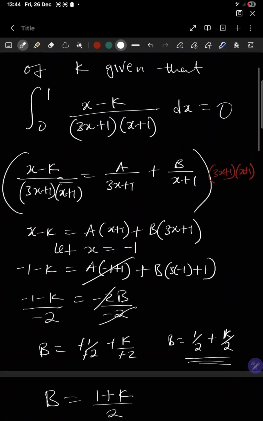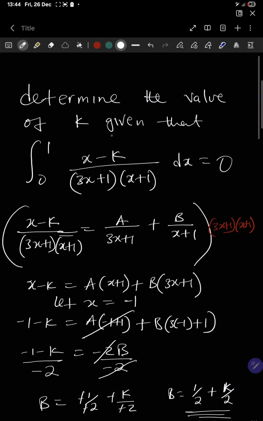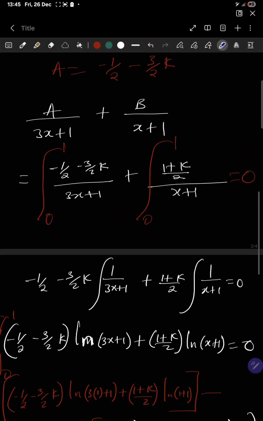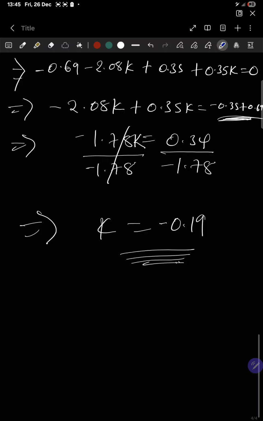So let me take you back to the question. The question was, determine the value of k given that the integral from 0 to 1 of x minus k over 3x plus 1 times x plus 1 dx is equal to 0. So what they just needed you to do is to first decompose this into partial fractions, then after decomposing it, integrate it on these two limits, and then equate the equation to 0. Once you do that, you'll be able to get the value of k. So that is what I've simply done here. So please, if you find this question, this is how you're supposed to go about it.